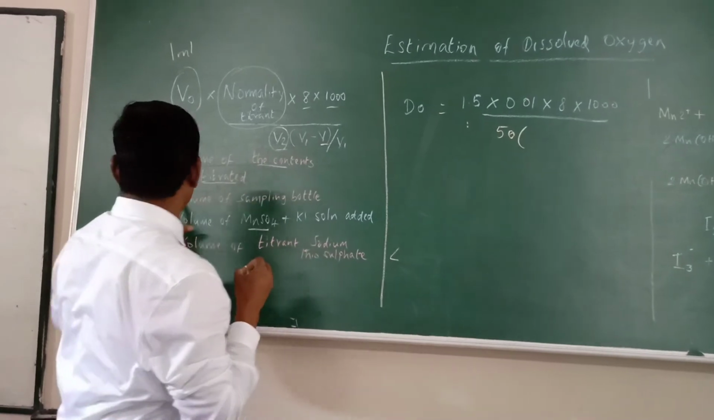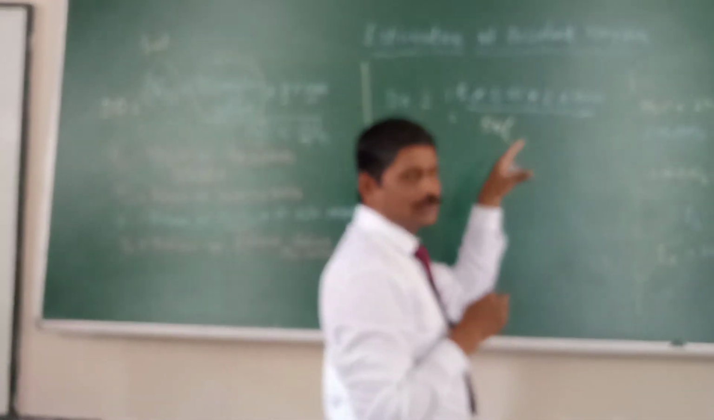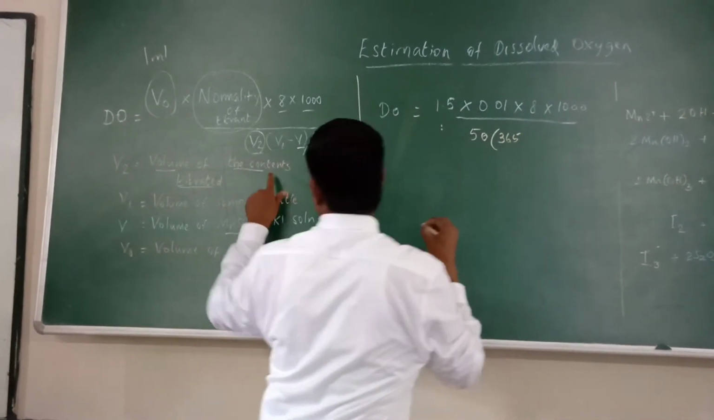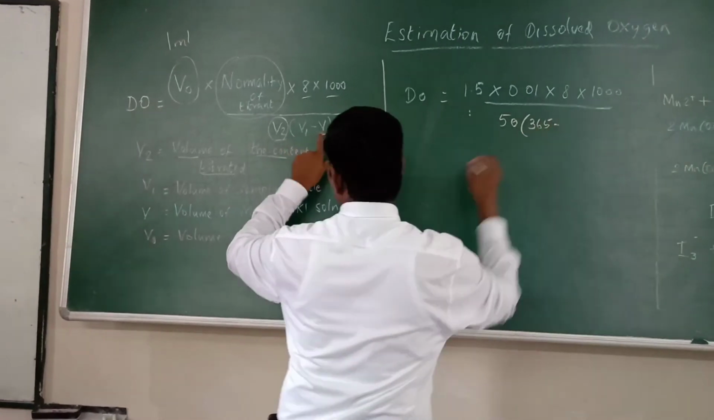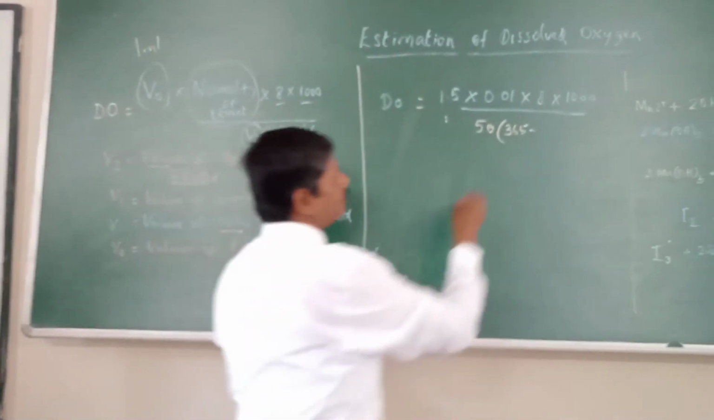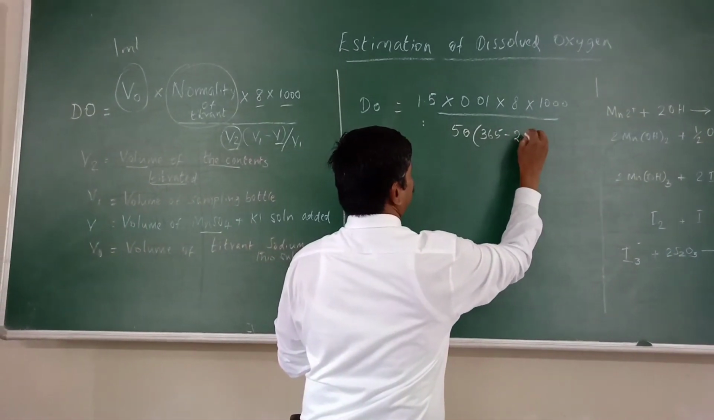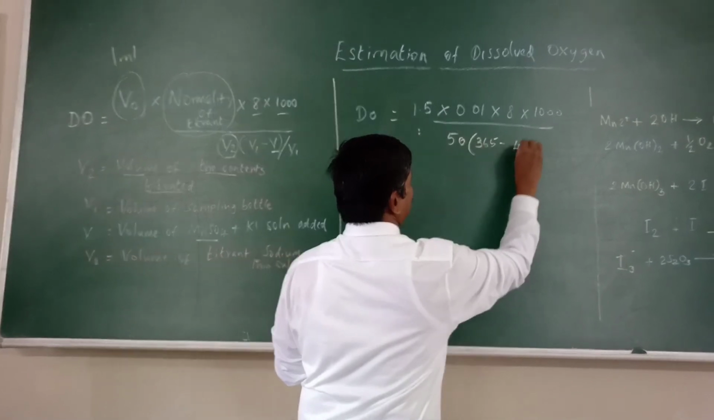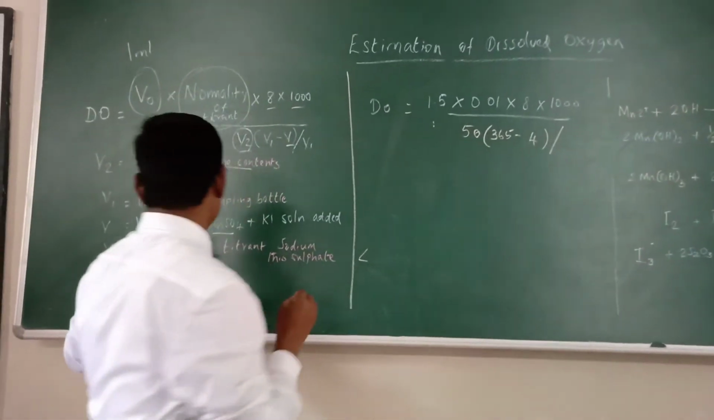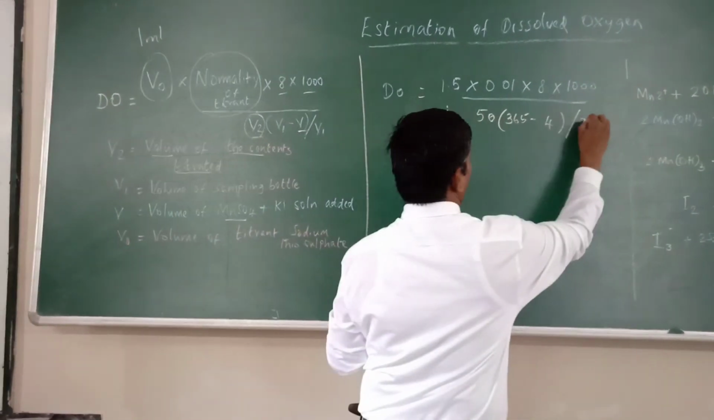V1 is the volume of sampling bottle. How much? 365. Yes. Minus V, volume of MnSO4. How much? 2 ml. Plus volume of this one? 2. Plus 2 plus 2, 4. Okay. Close the bracket. Then V1. V1 is volume of the sampling bottle, 365.